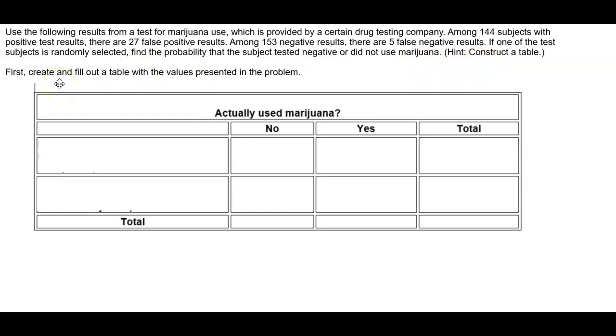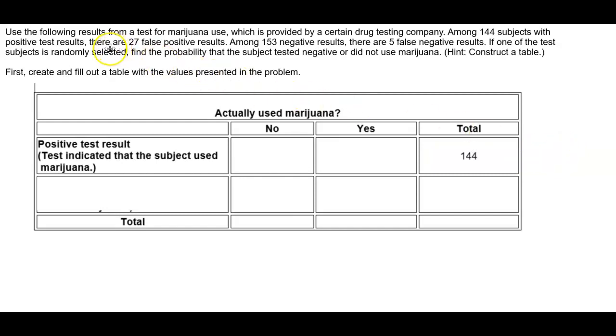So we're going to first create and fill out a table with the values presented in the problem. The first thing is we need to write down on a table, we have a row, and the title is actually use marijuana. We have either no or yes, and there's our total. So here we have a positive test result. This is a test that indicated that the subject used marijuana. So it says here among 144 subjects with positive test results, that means the total for that row is 144.